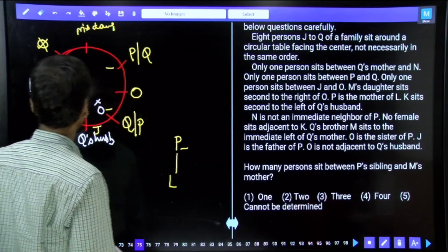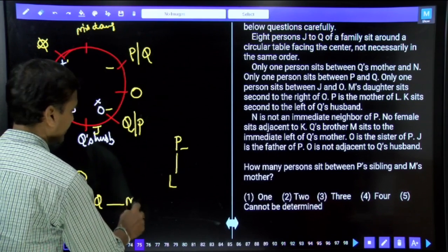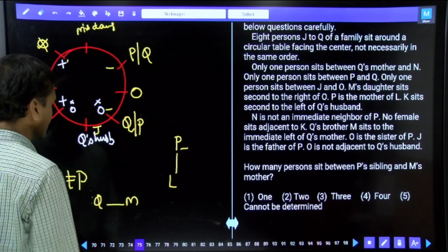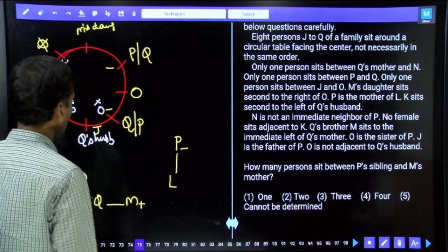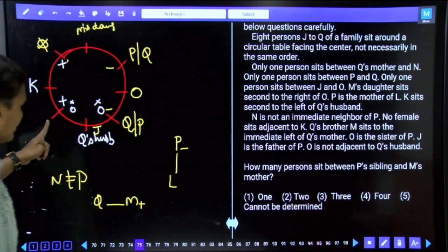Q's brother is M. Now, who is Q's brother here? Q's brother is M, and Q's brother M sits to the immediate left of Q's mother. Now tell me, where can this M be? Can M be at this place? M cannot be at this place.